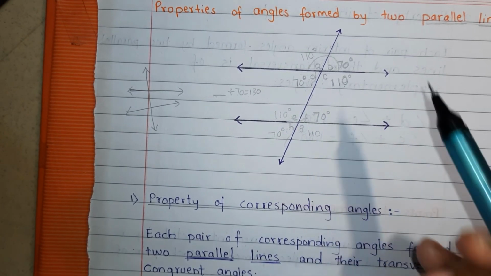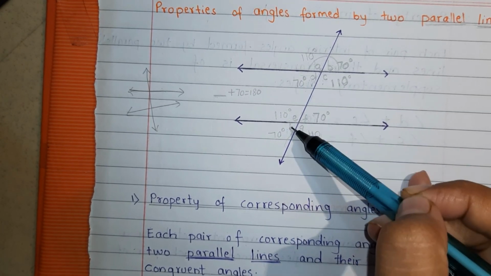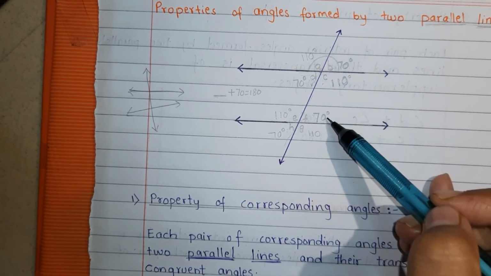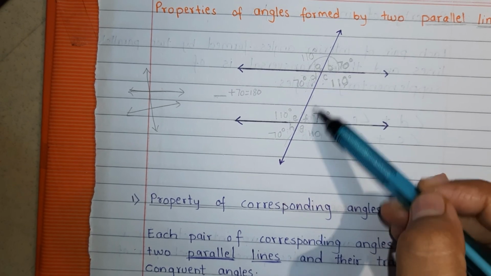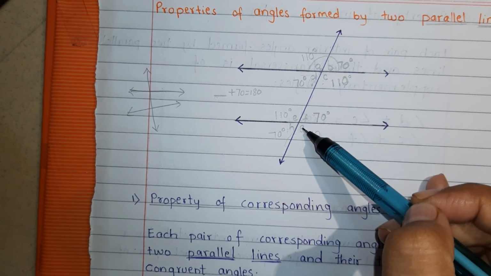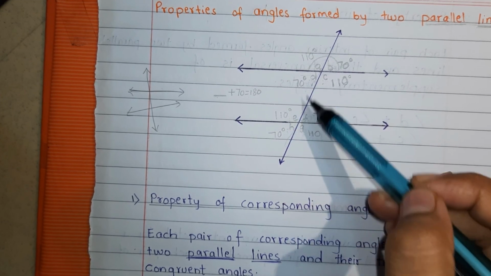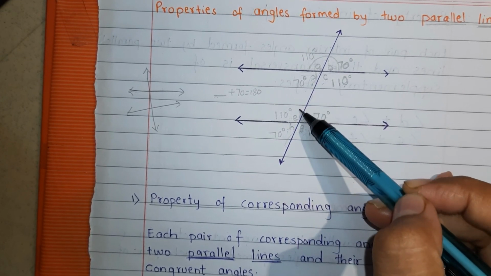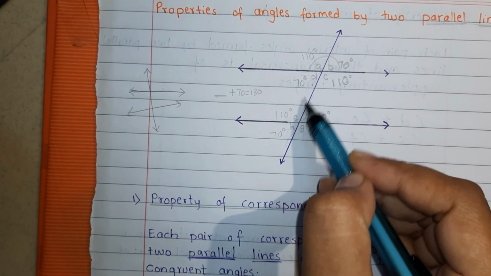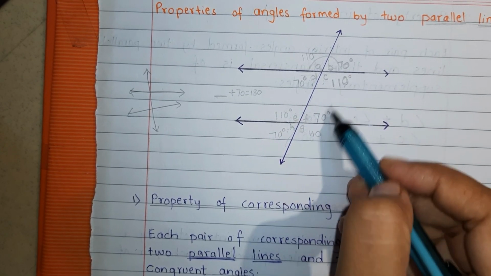Understood? So now you can observe A and E congruent, corresponding angles. D and H congruent, corresponding angles. B and F congruent, corresponding angles. C and G congruent, corresponding angles. Then A and G alternate, congruent. B and H alternate, congruent. D and F alternate, congruent. C and E alternate, congruent. And last property, D and E interior supplementary, C and F interior supplementary.